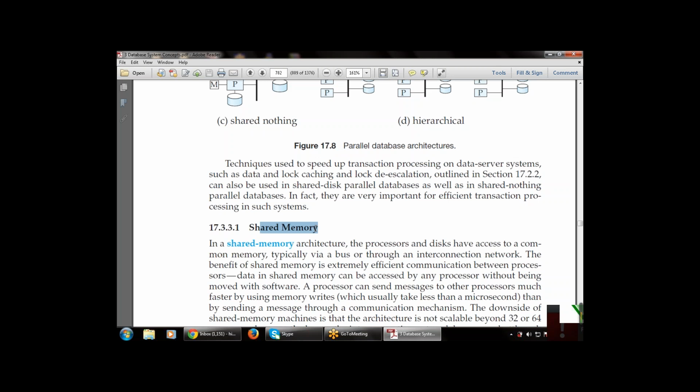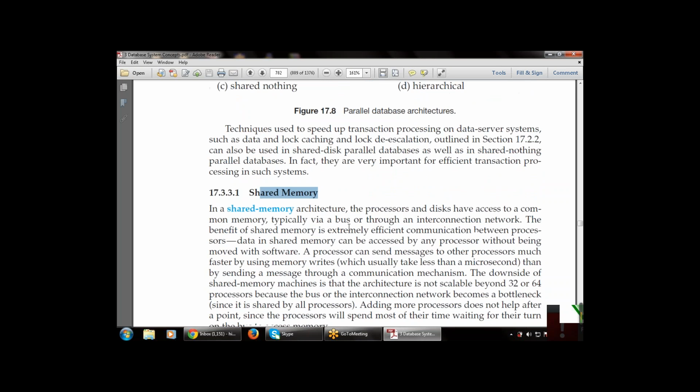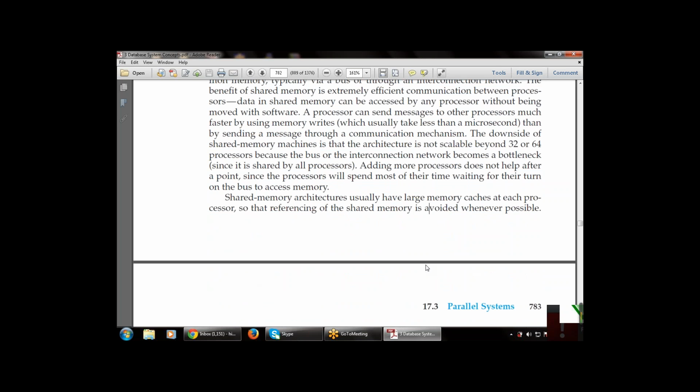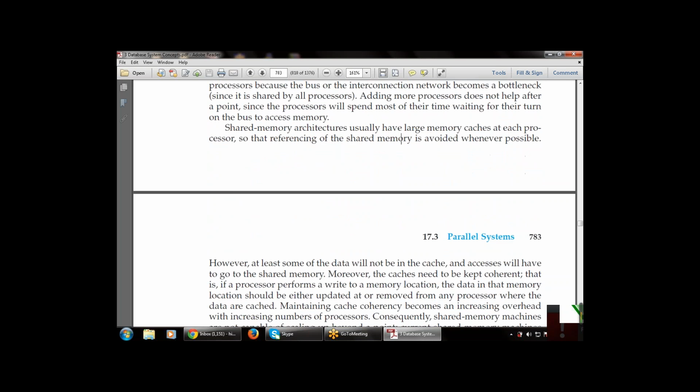Then there is shared memory, which we have covered. In shared memory, more than one processor uses the same memory, and they communicate with each other through an interconnection channel or network. Shared memory architecture usually has large memory caches at each processor, so that referencing of the shared memory is avoided whenever possible.